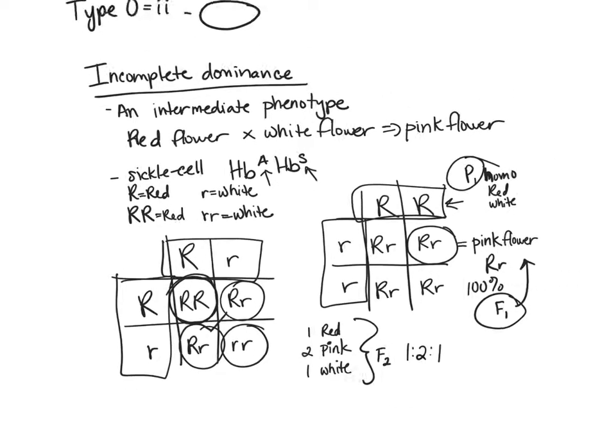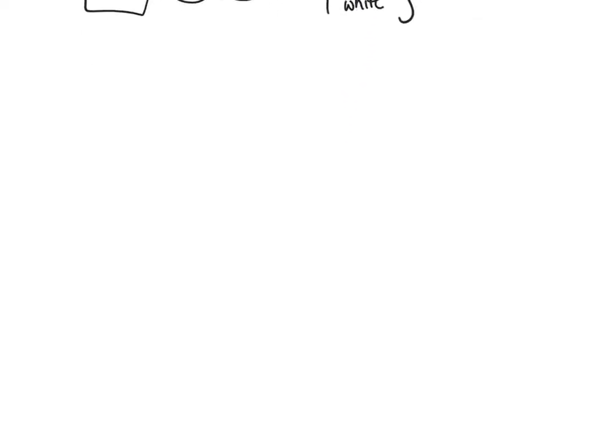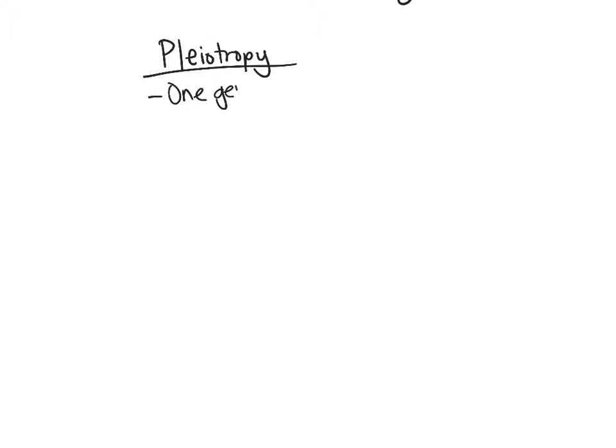All right, so now we're going to talk about the next non-Mendelian trait or characteristic. And the next one we are going to talk about is called pleiotropy. We'll just talk about this one briefly. What pleiotropy means is when we have one gene that has many effects.